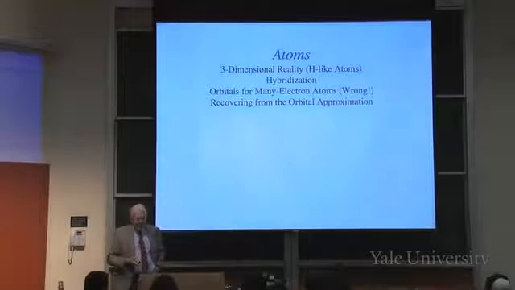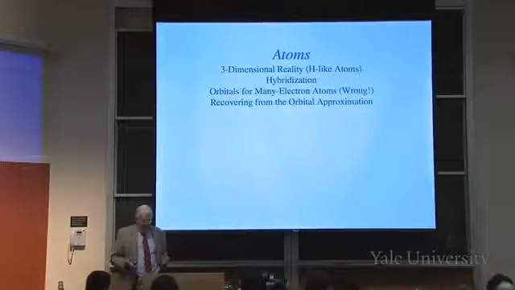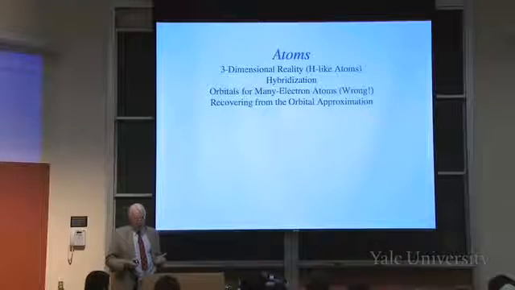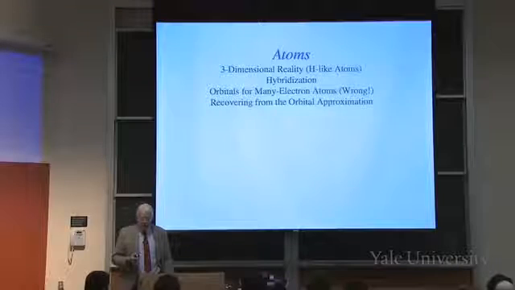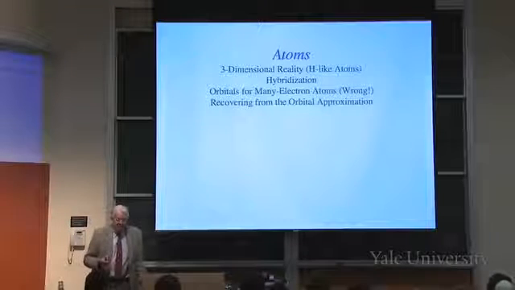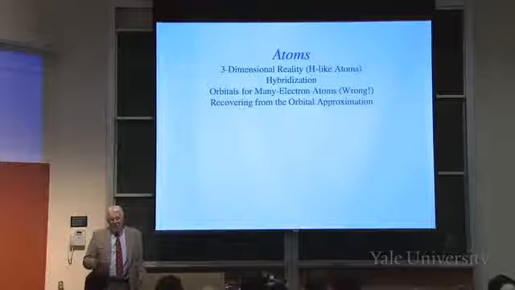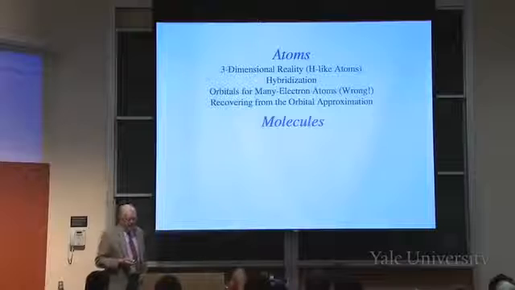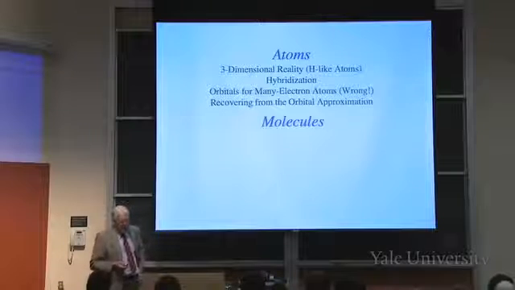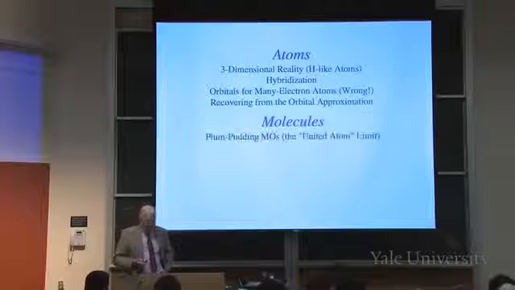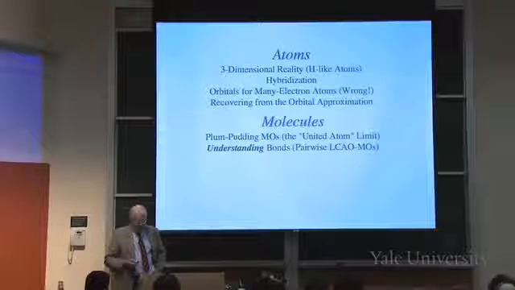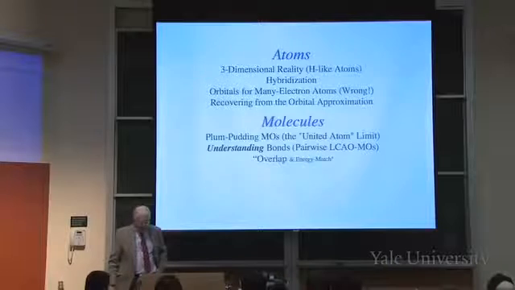We've seen three-dimensional reality, hydrogen-like atoms. We talked about hybridization. We saw that orbitals are fundamentally wrong, but that we can recover from the orbital approximation and use it, for example with self-consistent field, as long as we're not interested in getting the very finest energy, but can be satisfied with approximation. Now we're going to move on to something more interesting, which is molecules. We're going to look first at plum pudding molecular orbitals, and then understanding bonds and overlap and energy match.